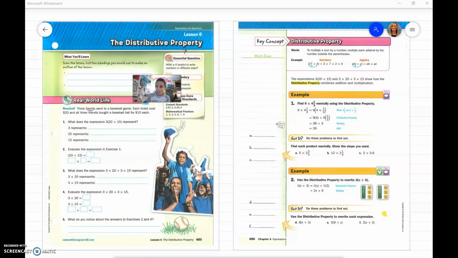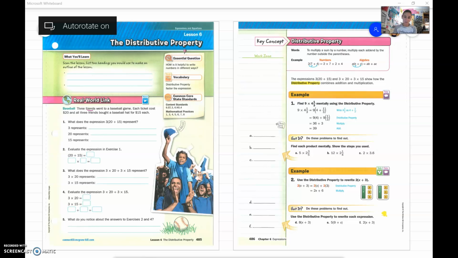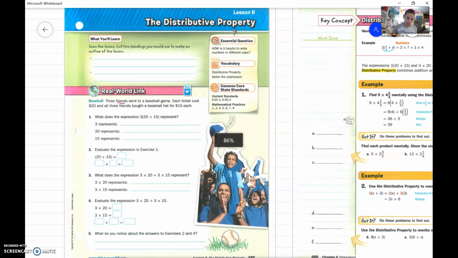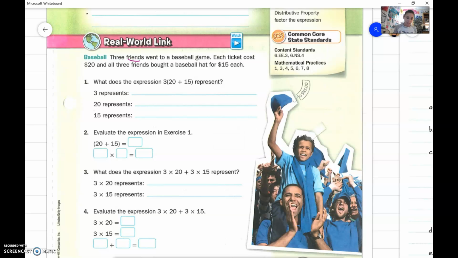Let me move this where it's supposed to be. There we go. All right, we're going to jump right on in into the distributive property. So starting on page 485, let me zoom in here. We're going to take a look at this question. Of course, it's a baseball one, so of course we're going to do it since I love baseball. So here we go. It says 3 friends went to a baseball game. Each ticket cost $20, and all 3 friends bought a baseball hat for $15 each. So, what does the expression 3 in parentheses 20 plus 15 represent?